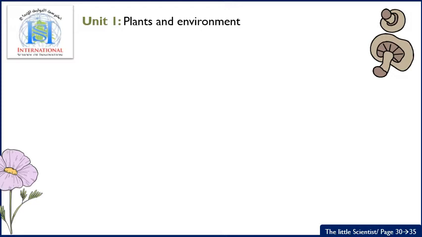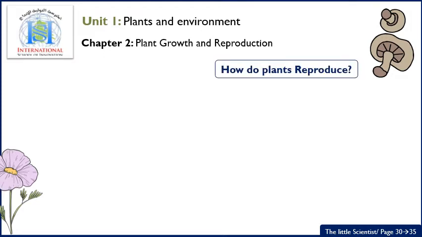This time, in the science lecture video number 6, we're not going to take any new lesson. We are just going to review all what we've learned before about plants' growth and reproduction. Plants are living organisms. They grow, they need food, they need water, and they reproduce. They make new copies of themselves. How do plants reproduce?